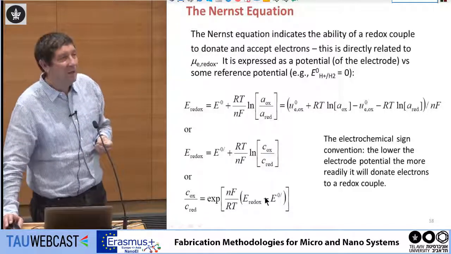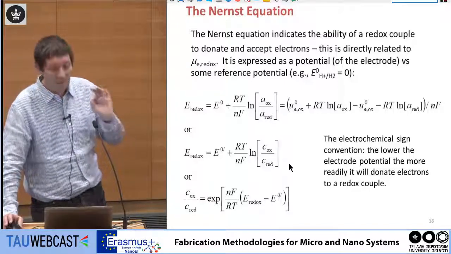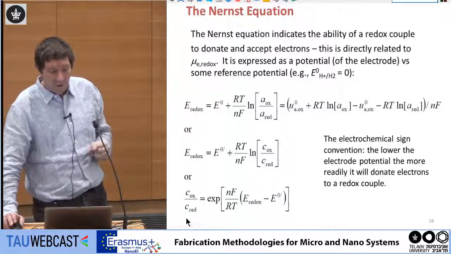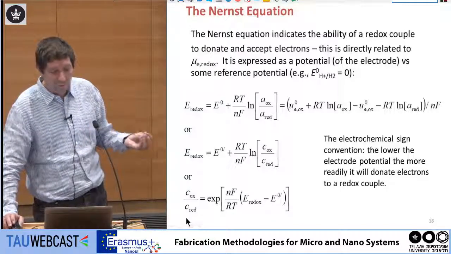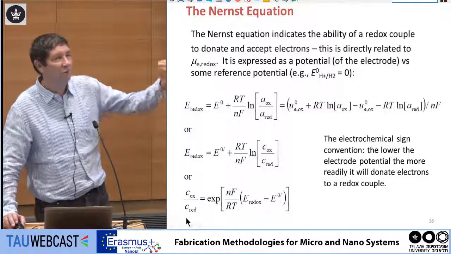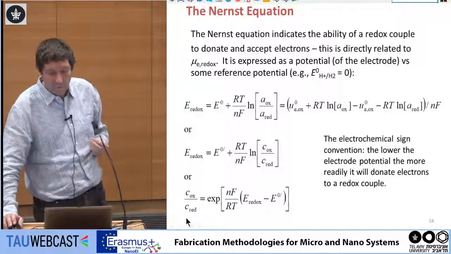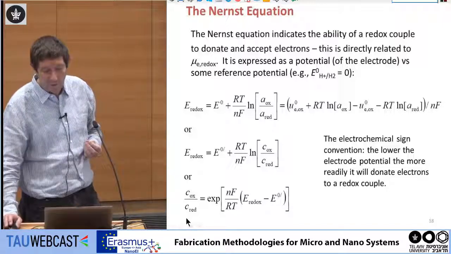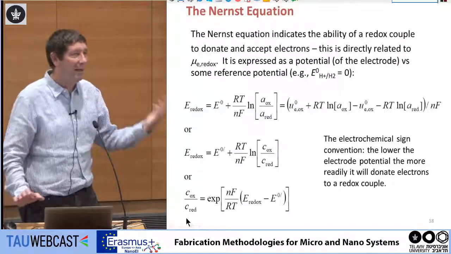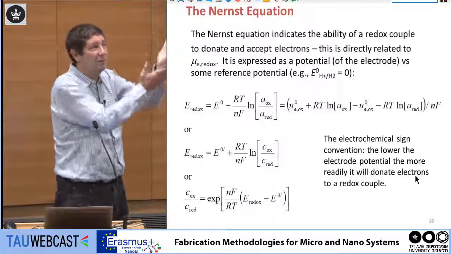The terminology in chemistry is not exactly like in solid state physics, but it's the same behavior. The higher the deviation of the potential from equilibrium, the larger the concentration of the species toward which the reaction is going. The electrochemical sign convention: the lower the electrode potential, the more readily it will donate electrons, which means negative electrodes give electrons. Positive electrodes take electrons.